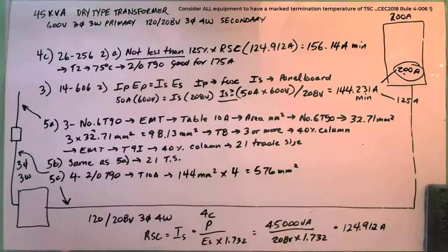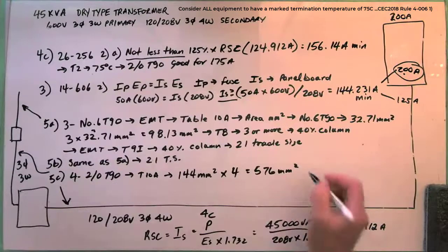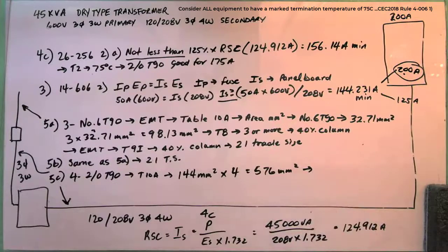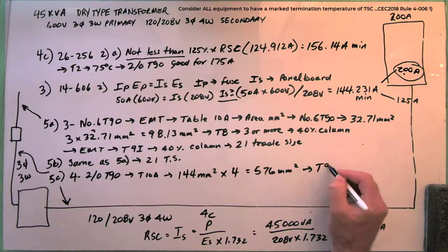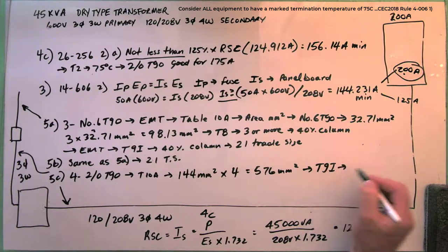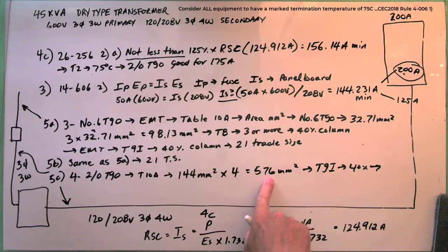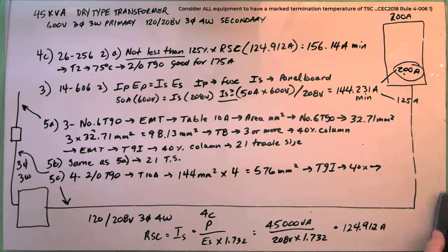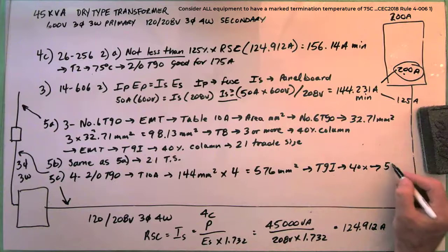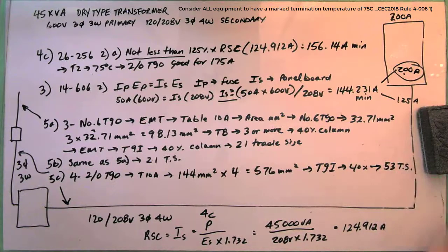I remember this one. Forget about Table 8. Table 8's a waste of time. So I'm going to go to Table 9I, to the 40% column, and find something greater than this. What is it? 53? Okay, so I've got a lot of 53s. Good. 53 trade size.